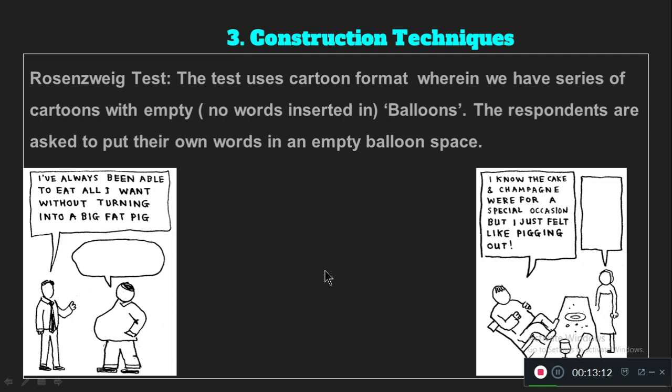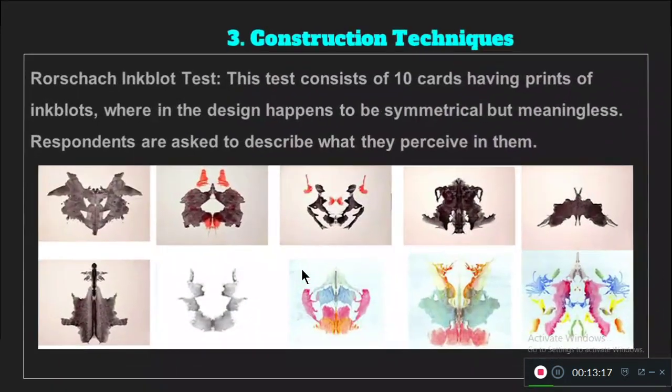So this is the Rosenzweig test. Now the next type of test you all know very well, the Rorschach Inkblot Test. The Rorschach Inkblot Test consists of 10 cards having prints of ink blots. These are the ink blots. This design is symmetrical, so an equal type of design is present on the right-hand side and left-hand side of the image. But it does not have any meaning.